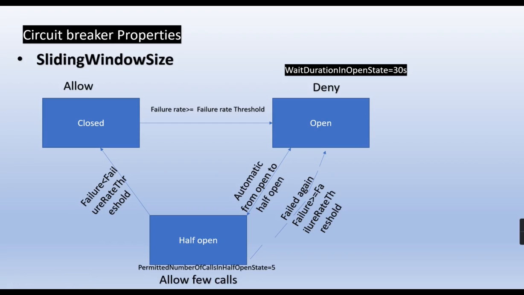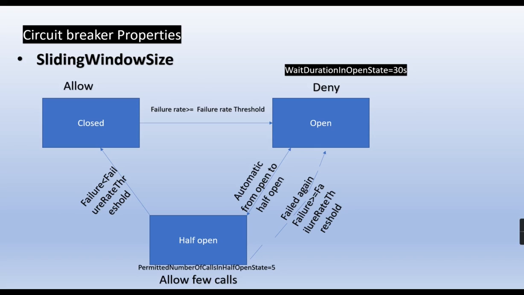Hello. Now we will see about circuit breaker properties. As we discussed, to achieve circuit breaker functionality programmatically, we need to write certain circuit breaker properties. In that, a very important property is sliding window size.